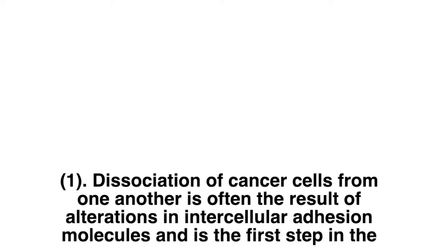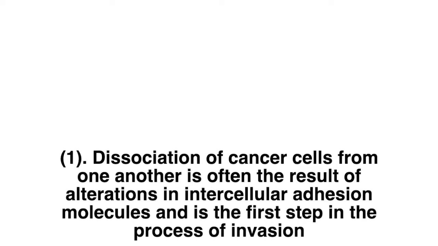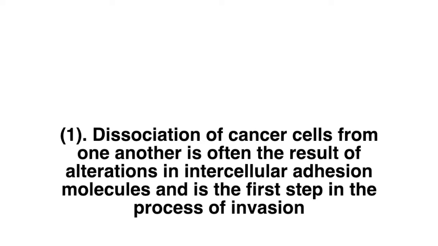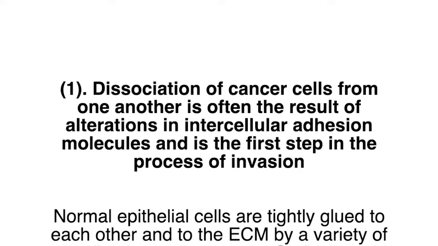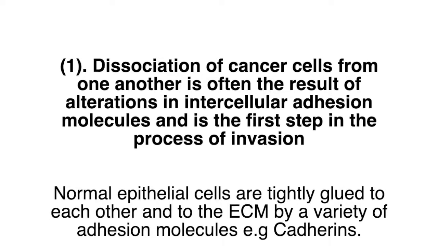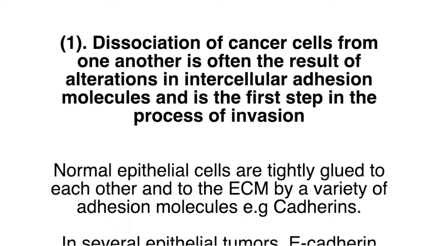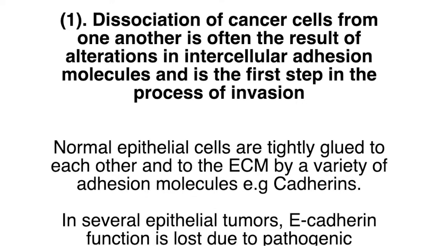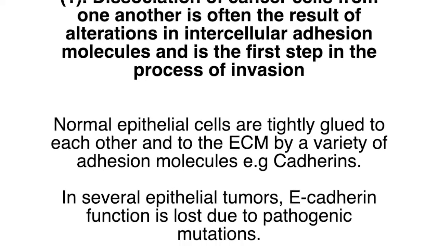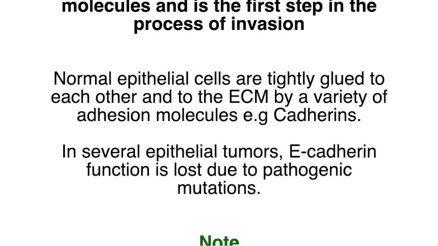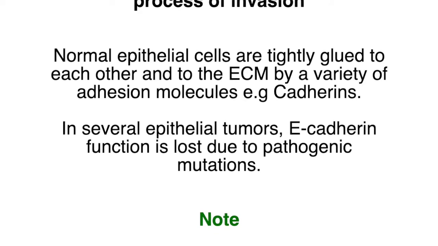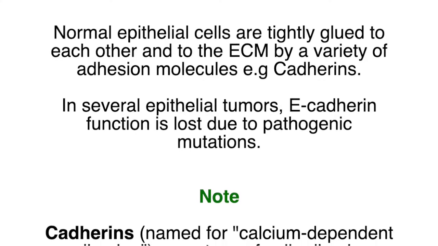1. Dissociation of cancer cells from one another is often the result of alterations in intercellular adhesion molecules and is the first step in the process of invasion. Normal epithelial cells are tightly glued to each other and to the extracellular matrix by a variety of adhesion molecules known as cadherins. In several epithelial tumors, E-cadherin function is lost due to pathogenic mutations.